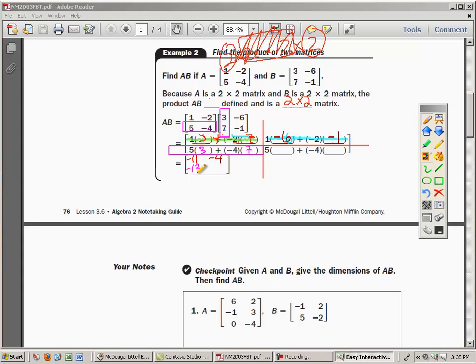And then finally, for our last one, we want row 2 by column 2. So 5 times negative 6 and negative 4 times negative 1. 5 times negative 6 is negative 30. Negative 4 times negative 1 is positive 4. And so this is negative 26. Now, that's an awful lot of work to do. But again, it's necessary and relevant, and so to multiply matrices, you multiply row by column, and that's going to give us the first row, first column entry right here, whatever that happens to be.